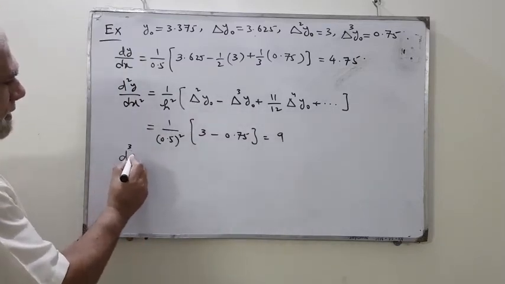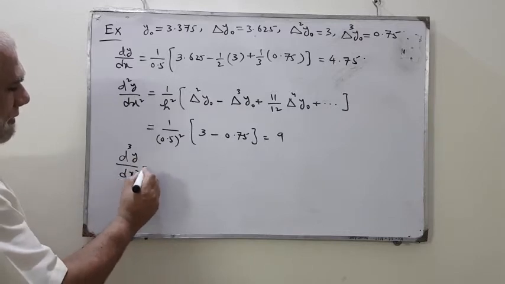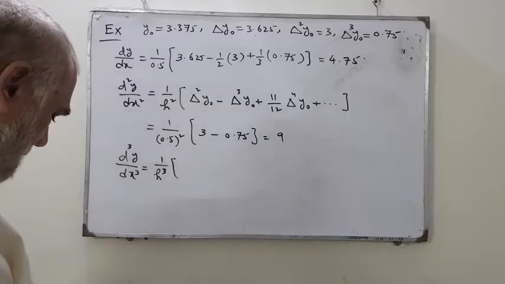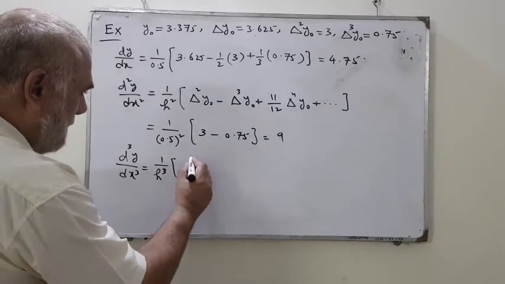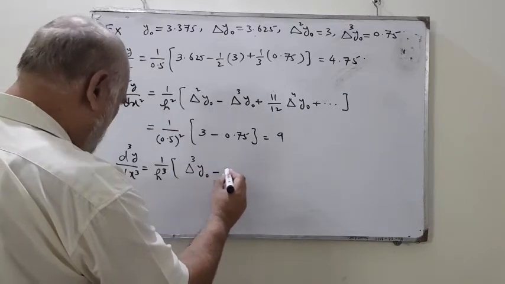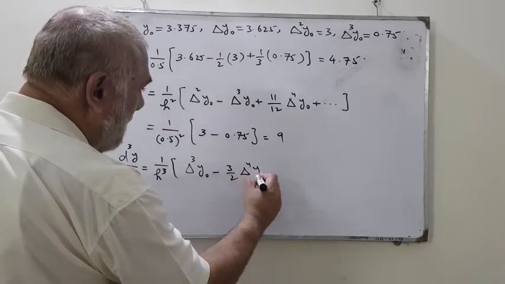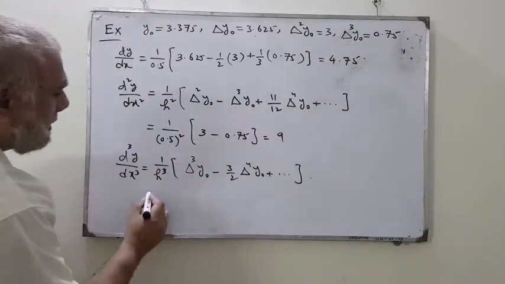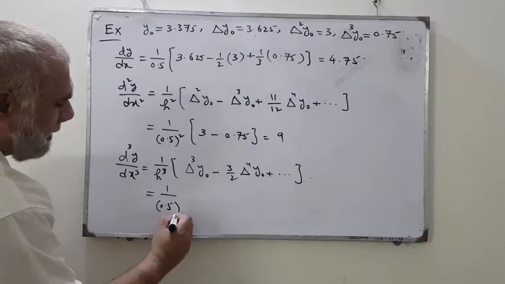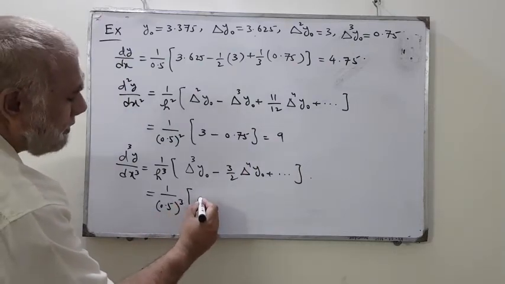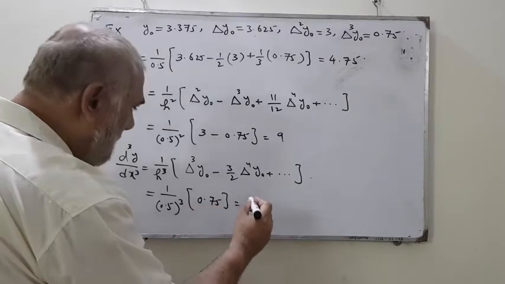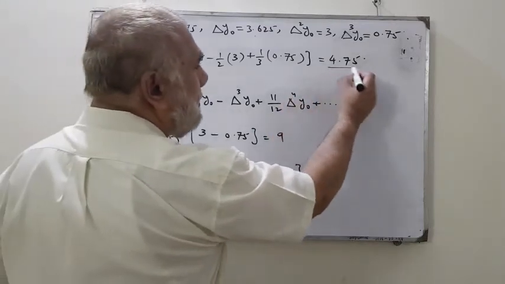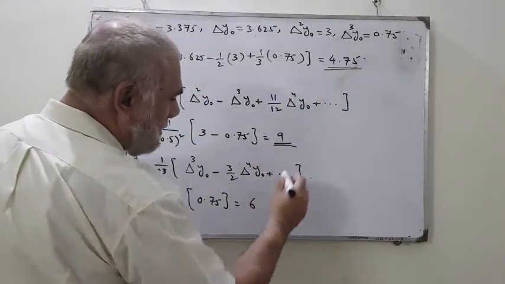Similarly for the third order, if you are required to find out the third order derivative, here we have the formula for the third order which we have just derived, and the formula is delta 3y0 minus 3 by 2 times delta 4y0 and so on, because we have to use only this term due to this reason. And now we have 0.5 whole cube outside, inside this will be 0.75, and on simplifying the result is equal to 6. So we obtain the first order derivative is equal to 4.75, second order is 9, and the third order is 6.